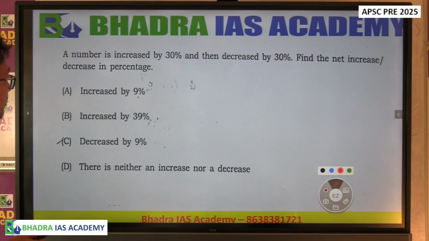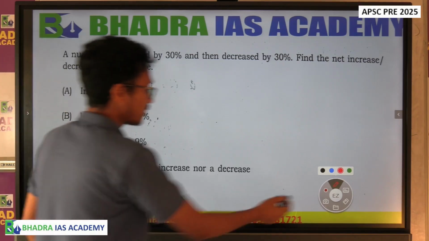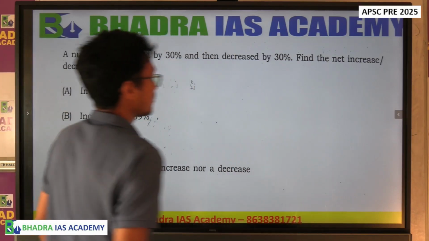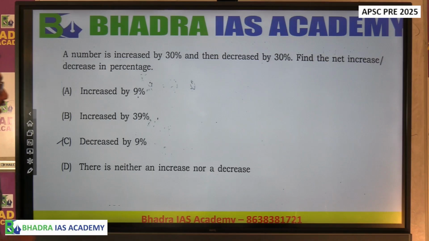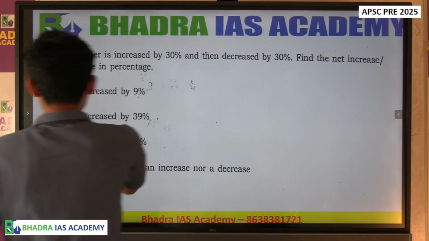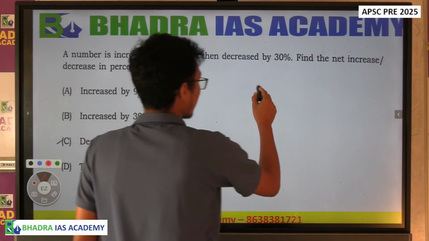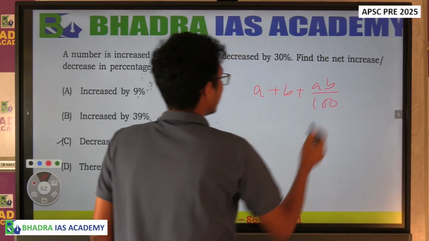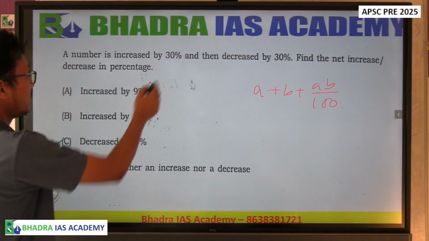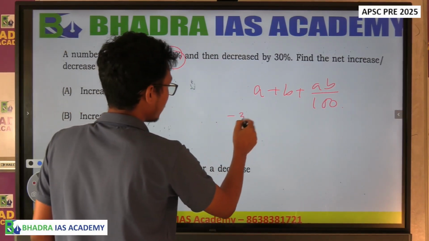A number is increased by 30%, then decreased by 30%. Find the net increase or decrease in percentage. So here, if we simply apply the formula, the answer comes out. So a plus b plus ab by 100. Okay, so increase is plus 30.